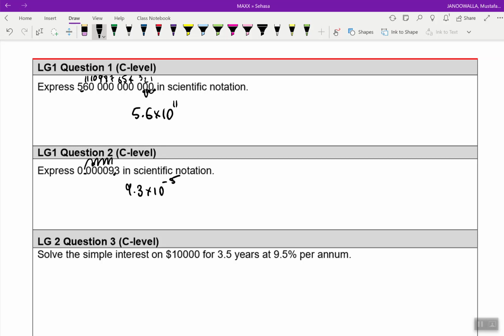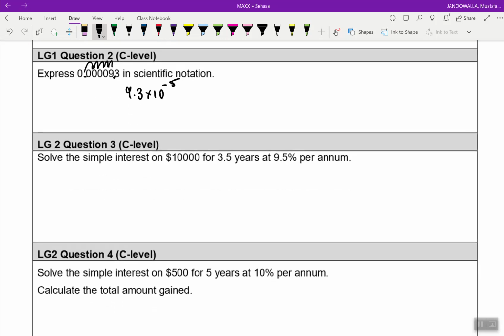Okay. Now to simple interest. It's asking for simple interest on 10,000 for 3.5 years at 9.5% per annum. Okay, so we write our simple interest formula. Interest equals PRT, and remember we've got to divide by 100 because we need to change the percent to a decimal, so we divide by 100.